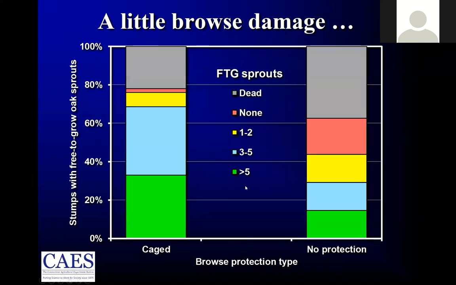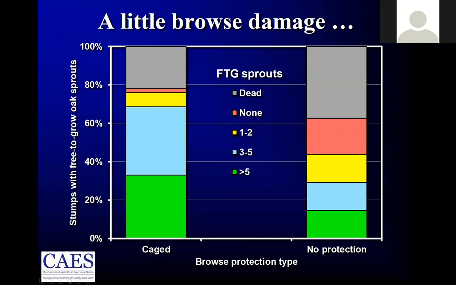And this is the last graph on the thing. So let me explain it. We have oaks that were caged and oaks that had no protection. The left axis is the percentage of stumps which had a free-to-grow oak sprout. And it's how many of these oak sprouts were at least the height of, if not taller than, all of their competitors.